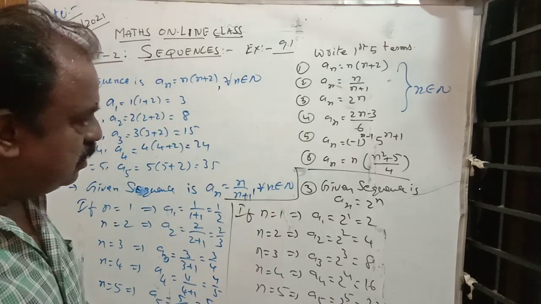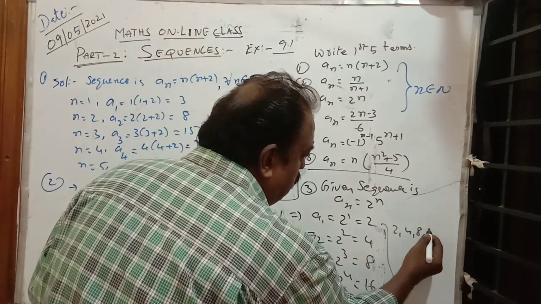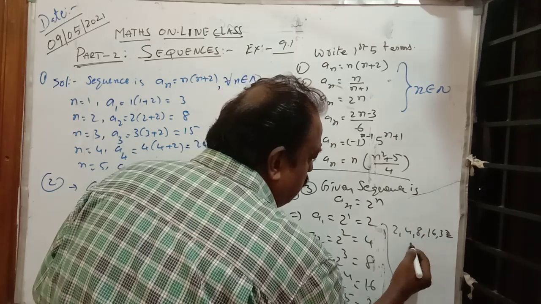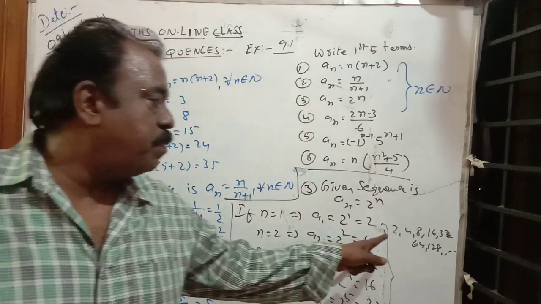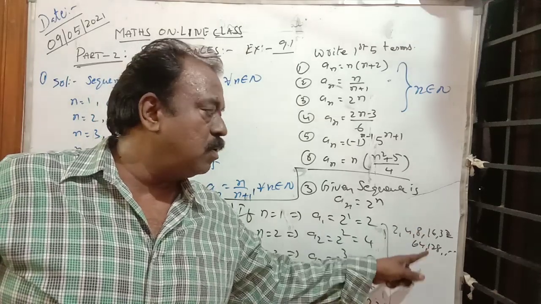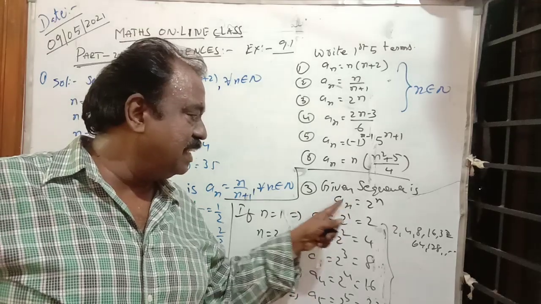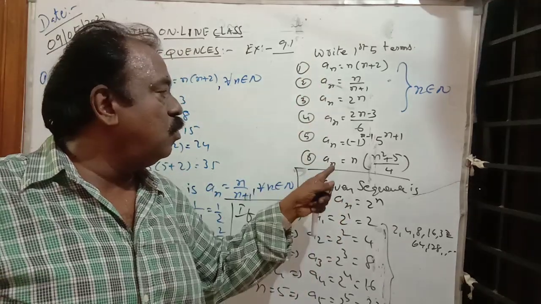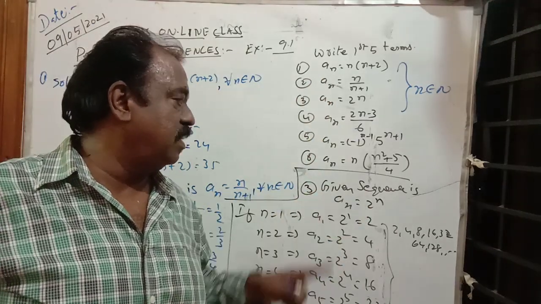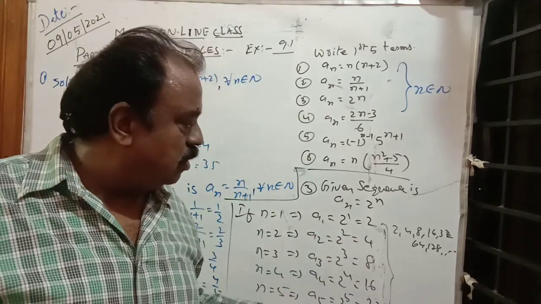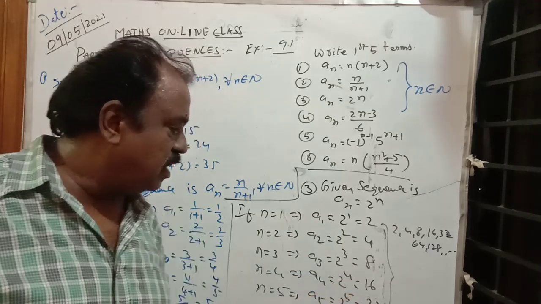Okay? Actually, the series is 2, 4, 8, 16, 32, next 64, 128, like this is going on. It is 2 power 1, 2 square, 2 cube, 2 power 4, 2 power 5, 2 power 6, 2 power 7, like that is going on. Generally, here we are given the nth term only. That is 2 power n. Okay, so the first 5 elements or first 5 terms are 2, 4, 8, 16, 32.